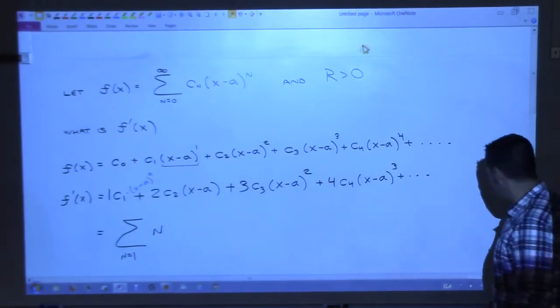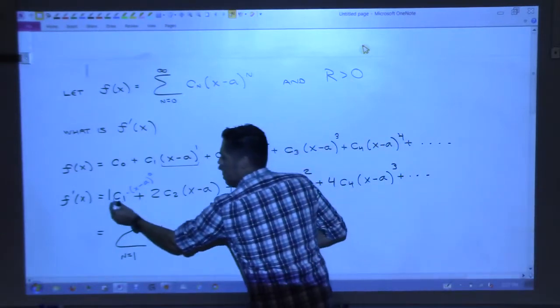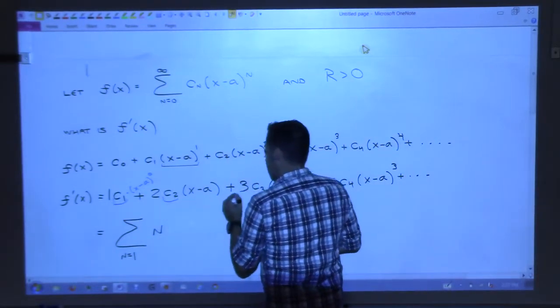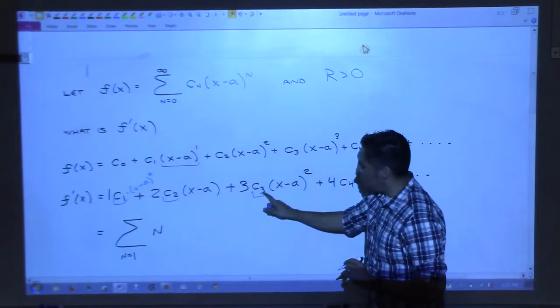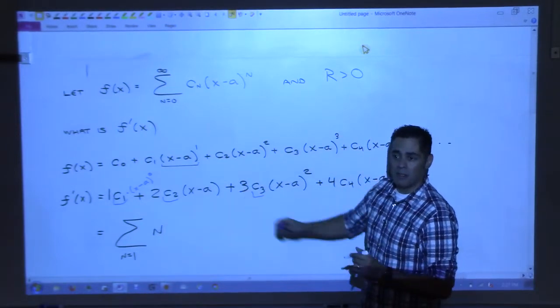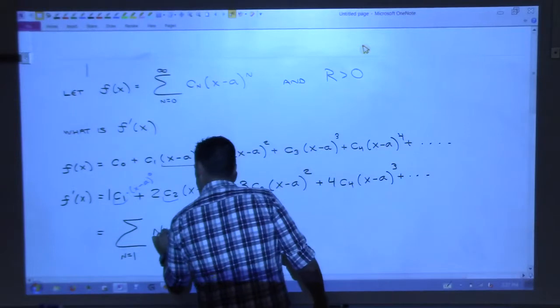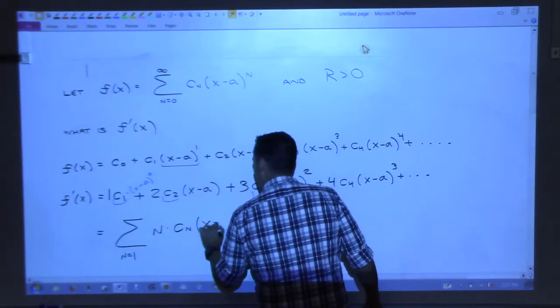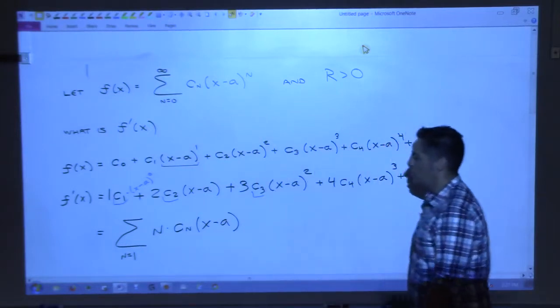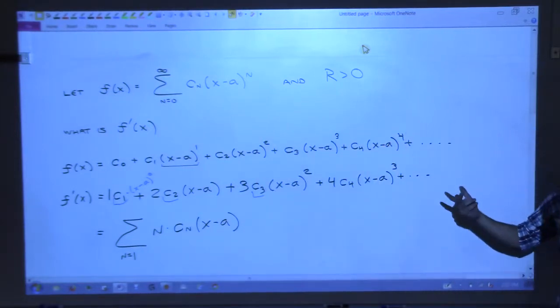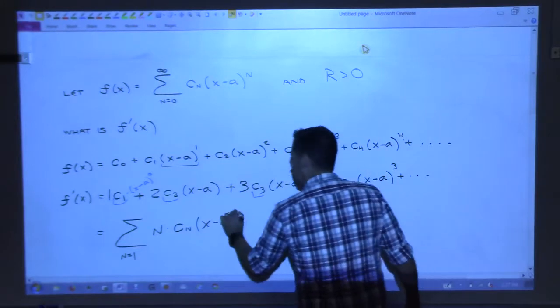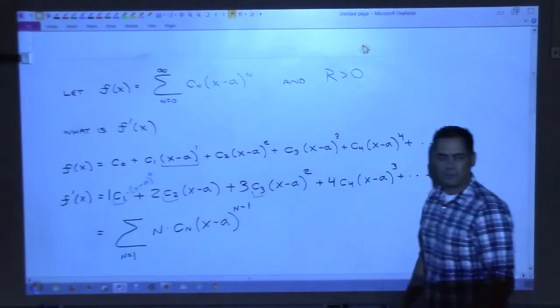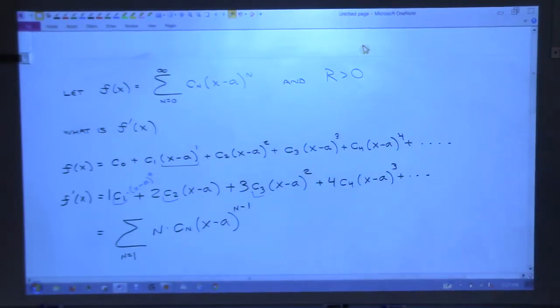Now tell me about the c's. C sub 1, C sub 2, C sub 3. So the index here, or the subscript, is the same as the number out here. So how about C sub n? Okay, and then everything else is x minus a to what power? It's 1 less than where we're at, so n minus 1 here? Right? Shouldn't that do it for us? Wouldn't that create it for us?